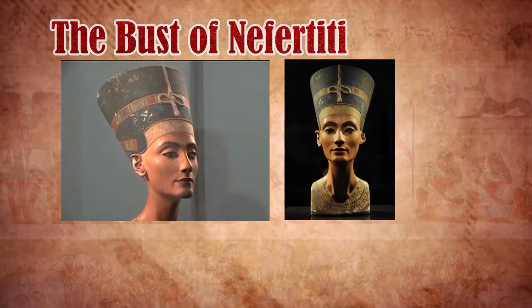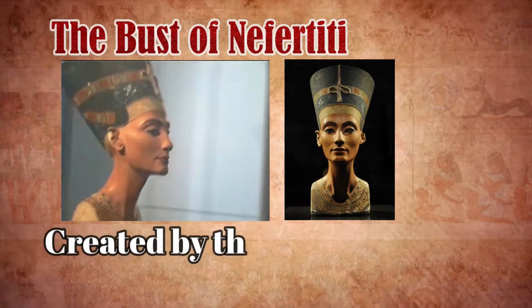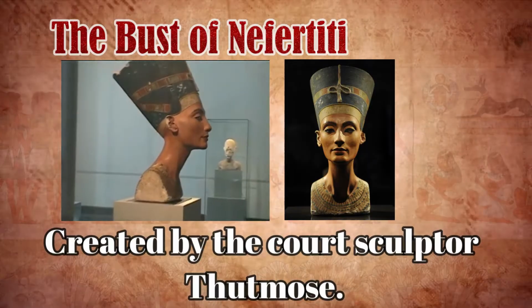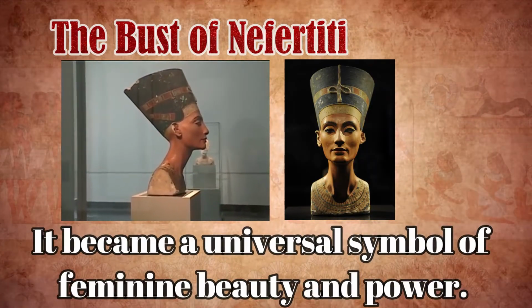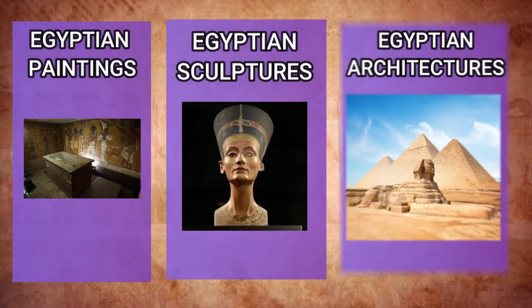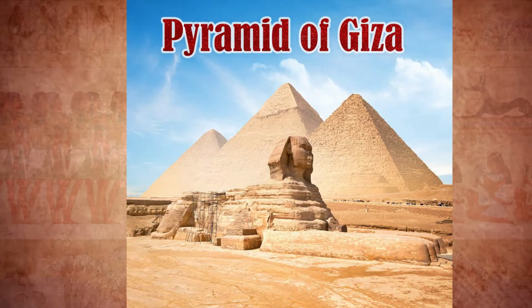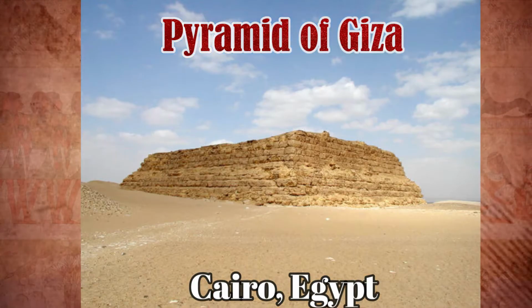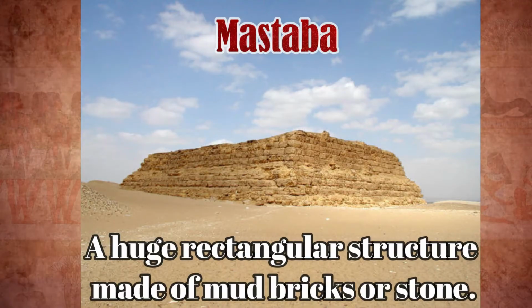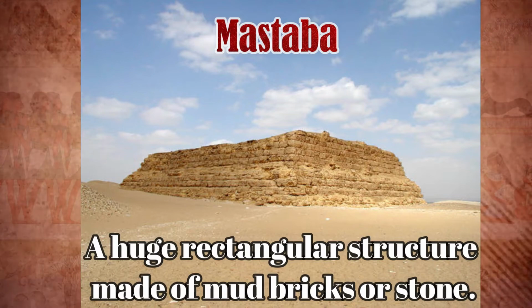Egyptian sculptures. Among other major archaeological finds in Egypt is the portrait bust of Queen Nefertiti, created by the court sculptor Thutmose. It became a universal symbol of feminine beauty and power. Egyptian architectures. One of the most substantial ancient structures of the world is the Pyramid of Giza, found in Greater Cairo, Egypt. The mastaba, or original pyramid, is a huge rectangular structure made of mud bricks or stone.